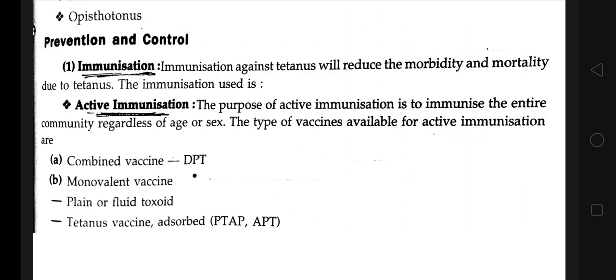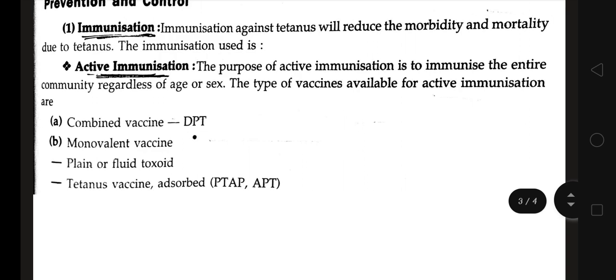The types of vaccines available for active immunization are combined, monovalent, and non-combined. The combined vaccine includes the DPT vaccine, which is combined with diphtheria and pertussis. And there is the monovalent vaccine. Here plain or fluid toxoid can be given, or adsorbed tetanus vaccine can be given. So this is the active immunization.